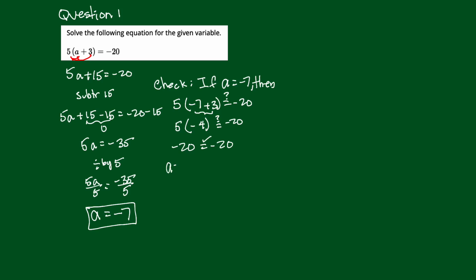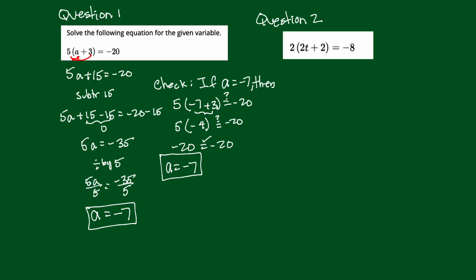So now I'm going to actually claim that a is negative 7. So back over here, this was a little bit preliminary, right? I don't really know that. I don't know for sure until I prove it to me and you that a is negative 7.